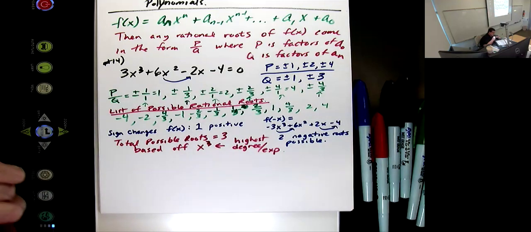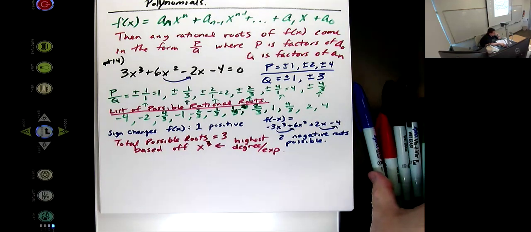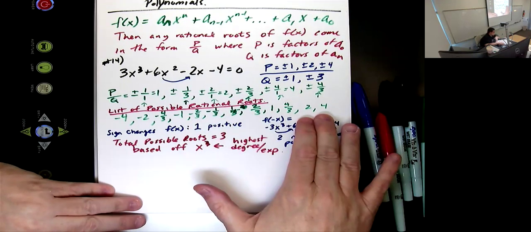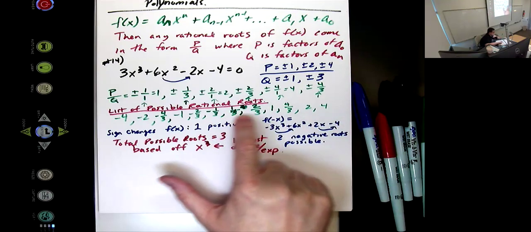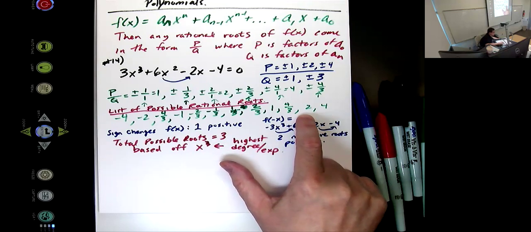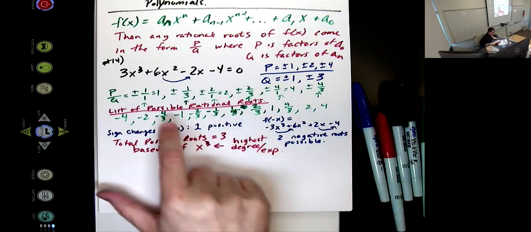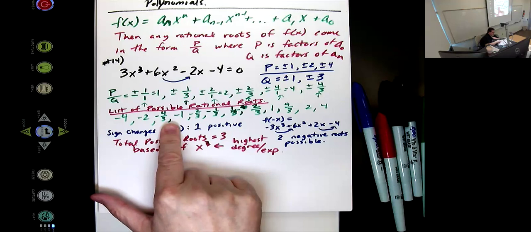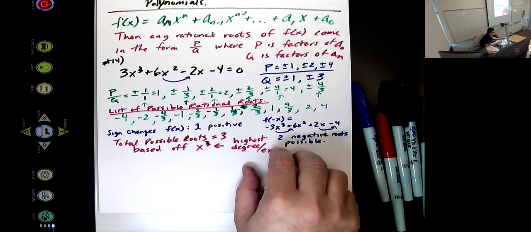So I've got one possible positive root and two possible negative roots. What numbers should I try first? Should I pick positive numbers first or negative numbers first? Positive, because there's only one positive? Is that a good reason or a bad reason? It's actually a bad reason. If we look at it, there are six positive numbers, and if I'm trying to capture a root on the positive side and only one of them is possible, I've got a 1 in 6 chance of guessing correctly right away. On the negative side, there are 2 possible, which means 2 out of 6 chances. I've got double the chances of getting lucky right away and finding a good root. So always pick the side that has the most possible roots.